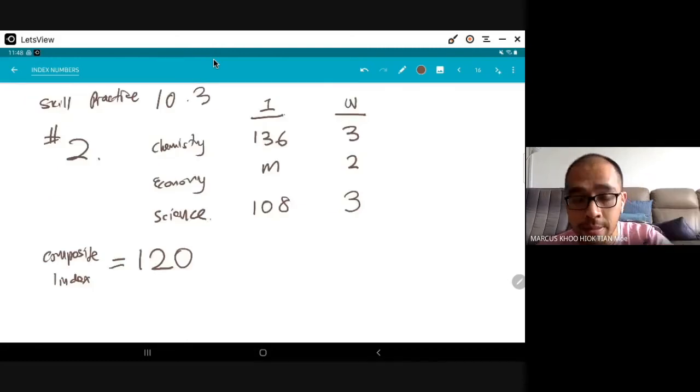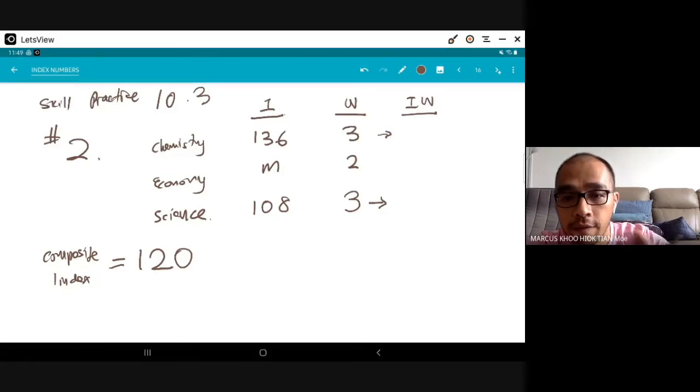Okay, so we always do the same steps. We multiply first, I times W. Can I have the answers for this, please? 136 times 3 and 108 times 3. How much is it? Okay, 408 and 324.